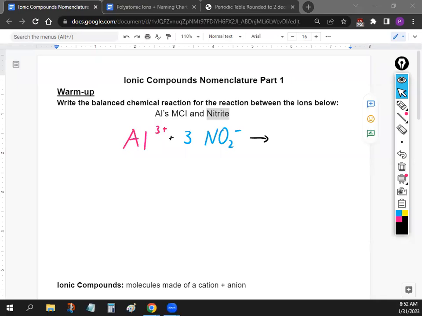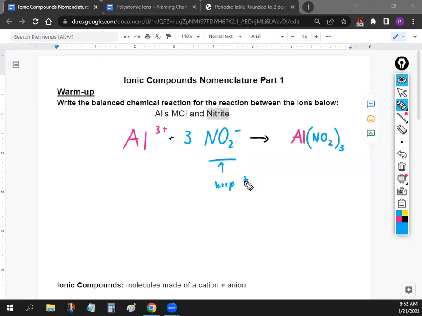So we got Al3+, that's aluminum's ion. We got nitrite. We need 3 of those in order for them to balance out. So when we put them together, I think the easiest way is to just write them next to each other first. So Al and NO2. And then since we needed 3 of the nitrite, we just put NO2 in parentheses and put a 3 on the outside. Okay. So just remember, for these polyatomics, you want to keep them together.